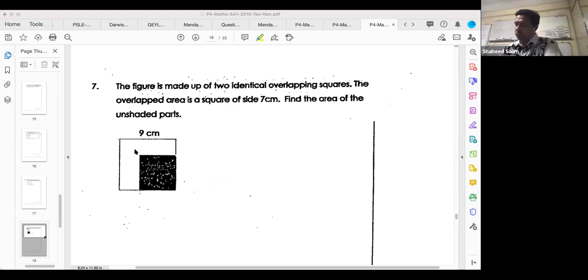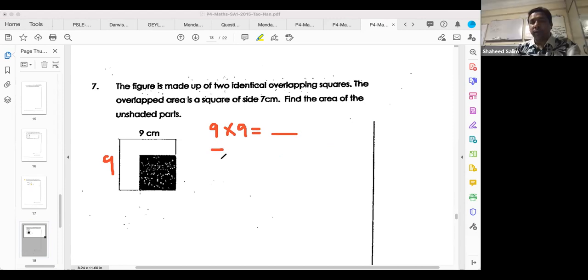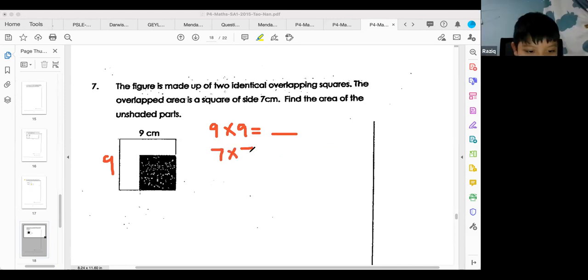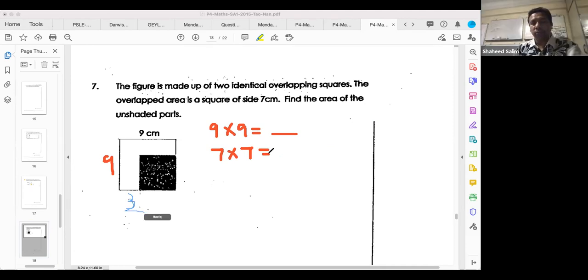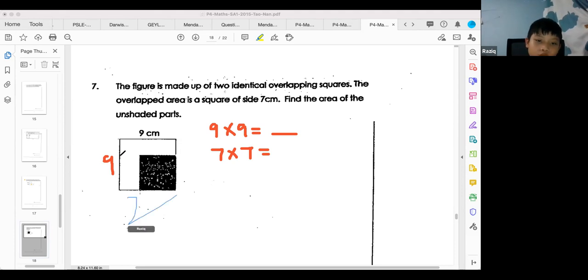No, it's not. Then what is it? Okay, now we do step by step. What is the area of the big square? You agree? Area of small square. Is this 3? Two. 2. Yes.